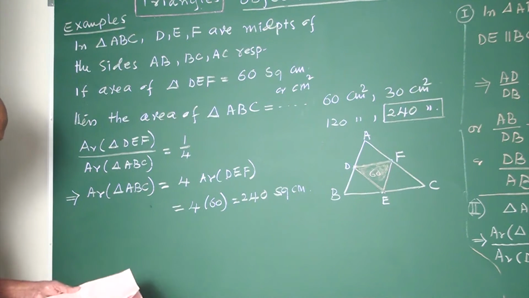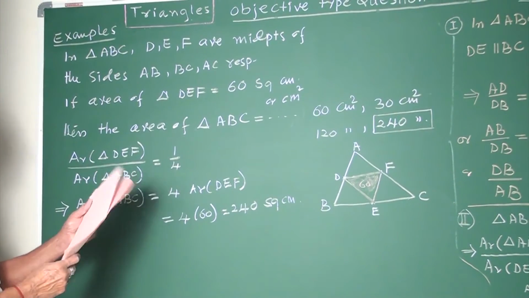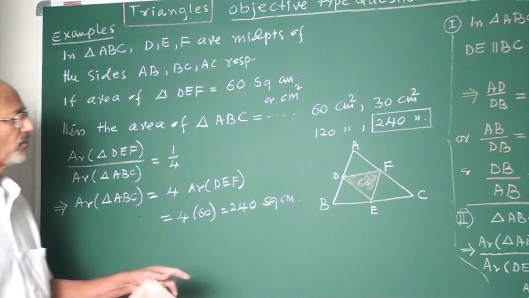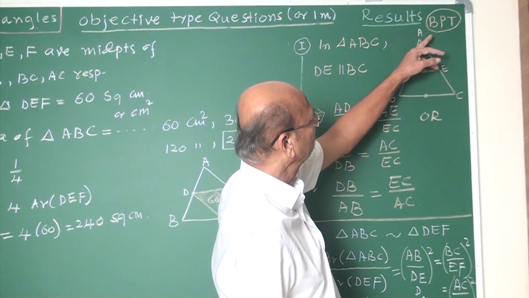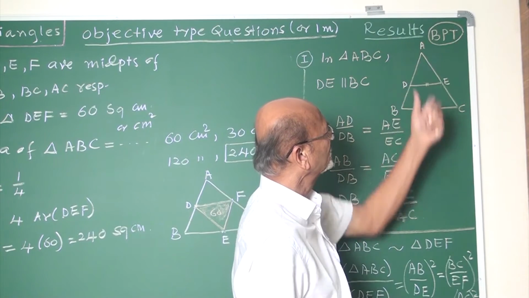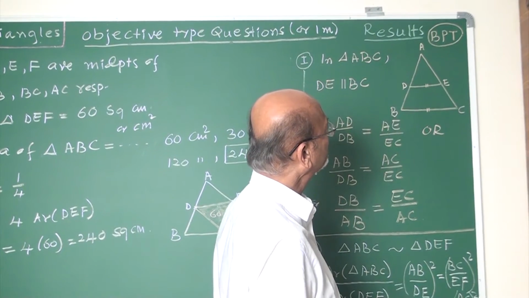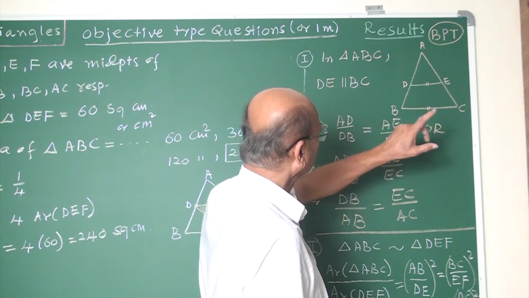Next, now I do some examples based on this property. What is this property? The basic proportionality theorem. In short, it is called the BPT result. What it shows, I have written in brief, my friends.